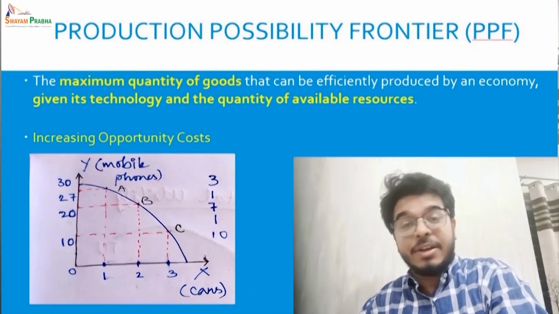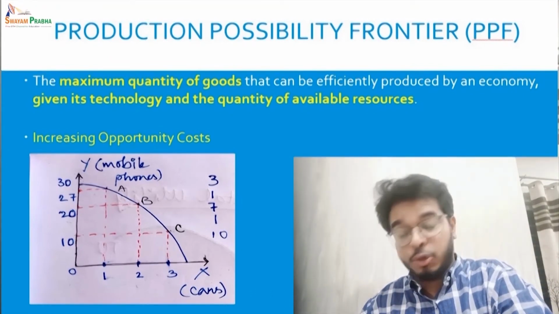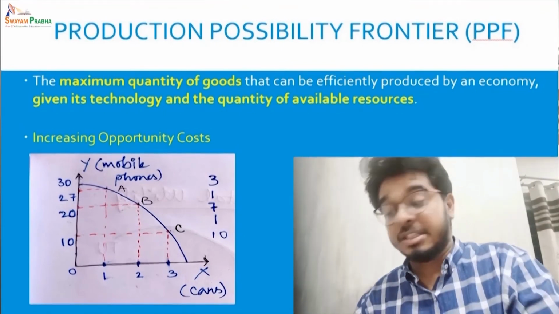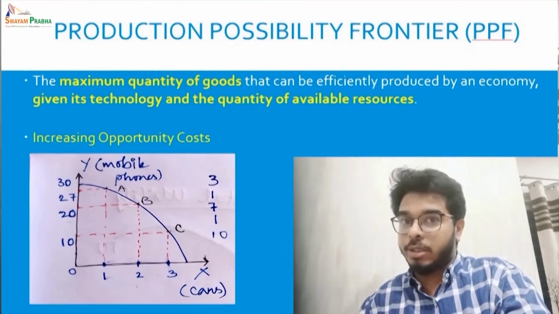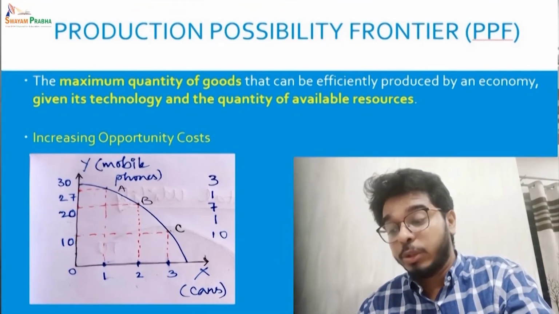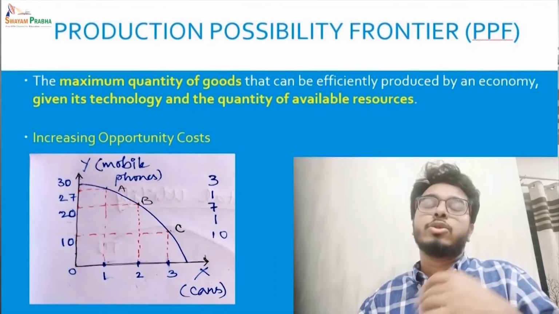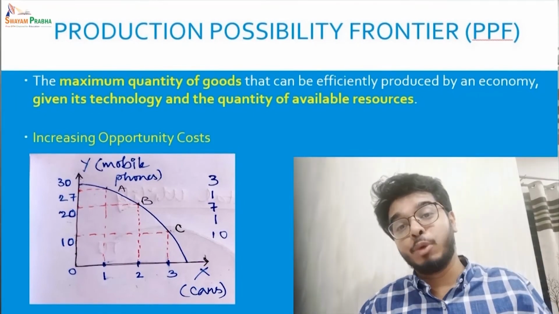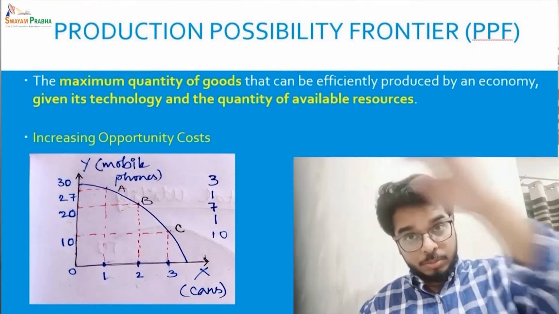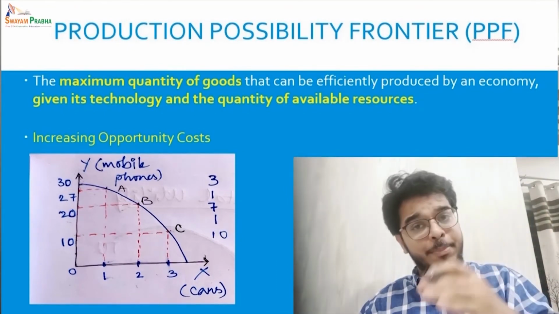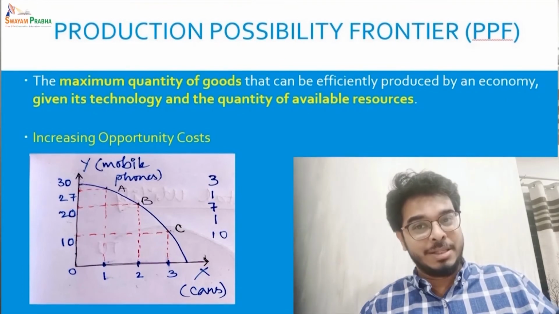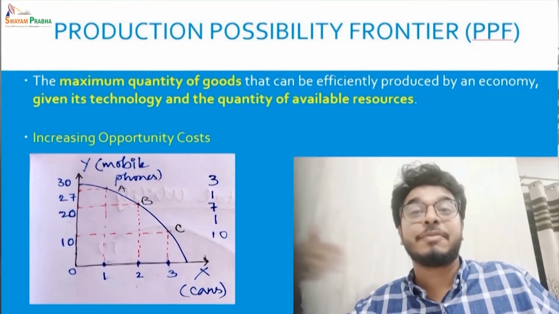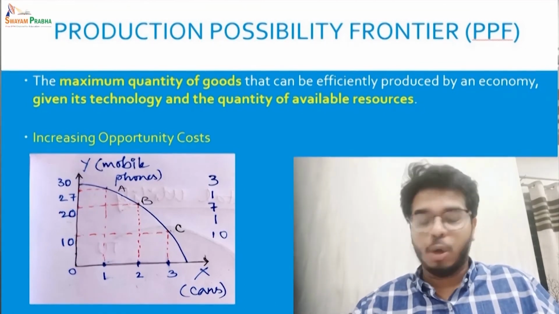When I am sacrificing 3, that is my opportunity cost at the first go. From 0 to 1 car, 3 mobile phones is my opportunity cost. Opportunity cost is further increasing to 7, from 1 to 2, 27 to 20. It's further increasing to 10, 20 to 10, when I move from 2 to 3. So therefore, we see that the opportunity costs are increasing as I come down the PPF. I'm increasing production on the X axis, and I am decreasing production on the Y axis at an increasing, larger rate.